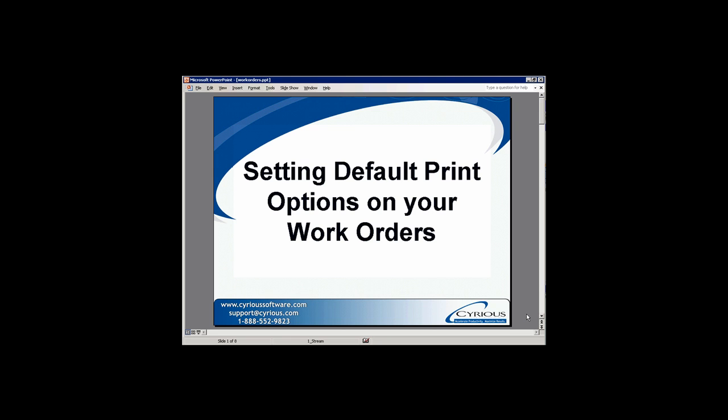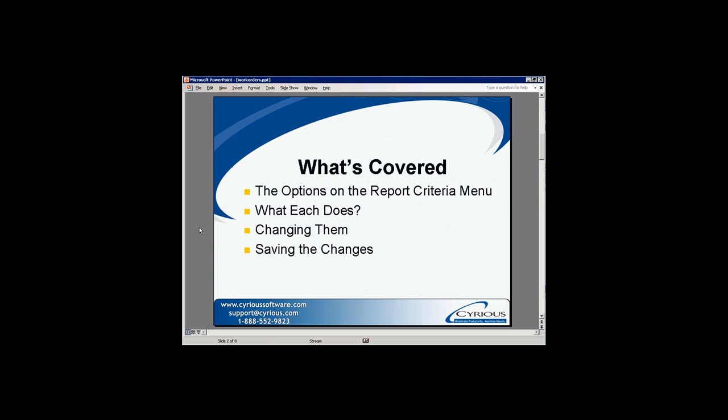In this video we're going to talk about setting up the default print options on your work orders. We're going to go over the options that exist on the report criteria menu, what each one of those does, how we change them and what those changes mean, and finally saving the changes to be the default.